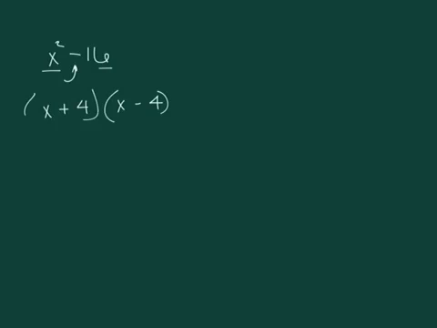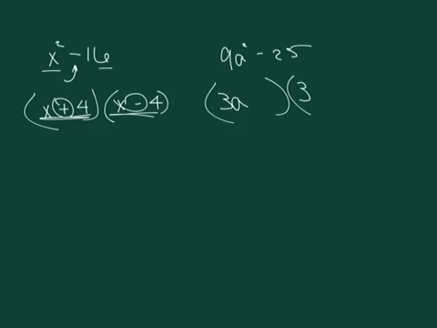So you get two binomials with the square root of each term, with one being a plus and one being a minus. And that is it. If you have 9a squared minus 25, square root of the first term, square root of the second term, one's a plus, one's a minus, you're done. Okay?